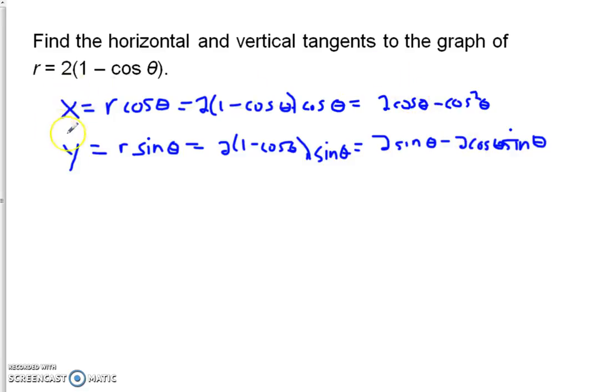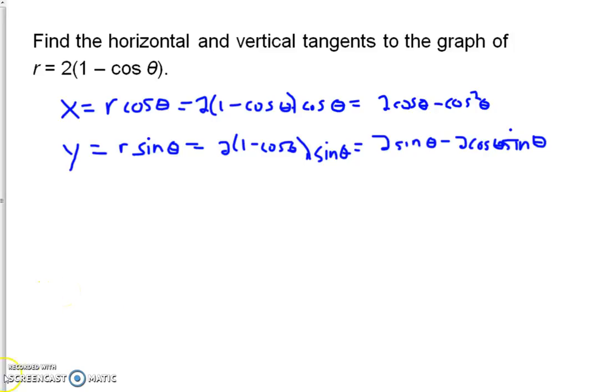But at this point in time, what would we do next? We want to find horizontal and vertical tangents. Horizontal, we're going to find the derivative here, but that's dy d theta over dx d theta. So horizontal would be when dy d theta equals 0, vertical when dx d theta equals 0. There's a lot of work involved in here. We're just going to keep it rolling.